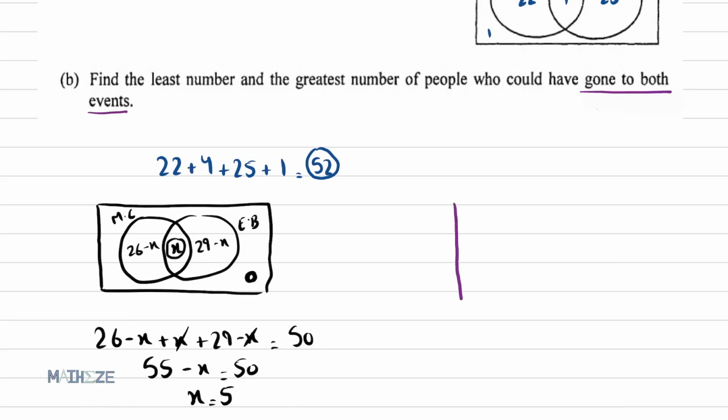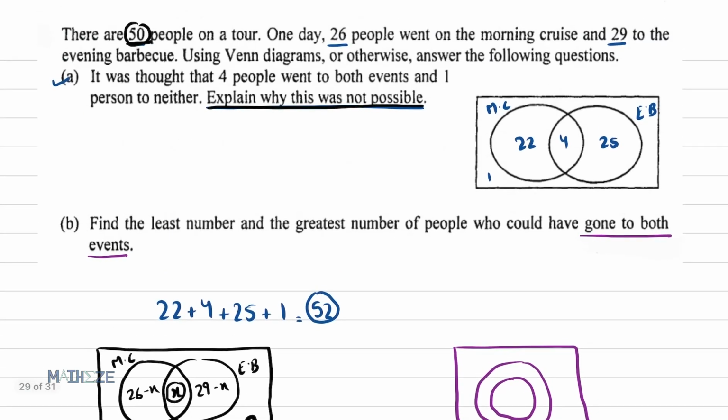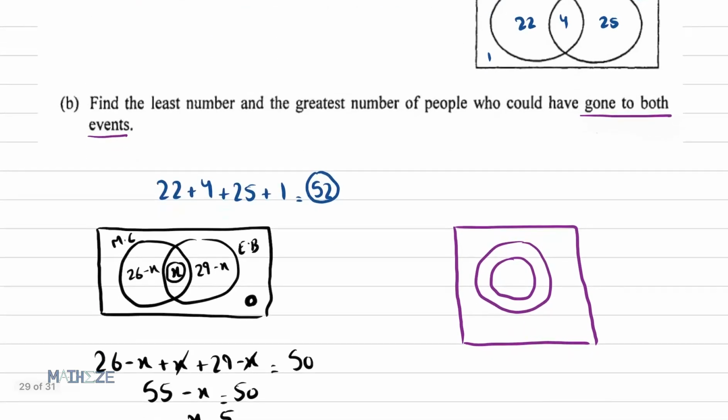For greatest value, I'm going to make a Venn diagram like this. Now tell me, morning cruise has fewer people or evening barbecue has fewer people? Morning cruise. The morning cruise will come inside and evening barbecue will go outside. In morning cruise, how many people were there? 26. In evening barbecue, there are total 29 people. 26 are already here. So how many more needed? 3. These 26 people represent that they are going for morning cruise also and evening barbecue also.